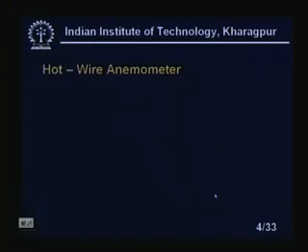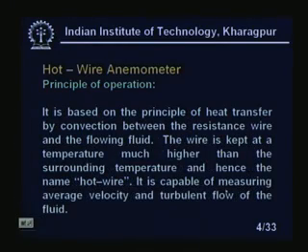Now, the hot wire anemometer. If I look at the principle of operation, it is based on the principle of heat transfer by convection between the resistance wire and the flowing fluid. The wire is kept at a temperature which is much higher than the surrounding temperature, and hence the name hot wire is given. It is capable of measuring average velocity and turbulent flow of the fluid. It can measure both average velocity as well as turbulent flow. This is a great advantage of this particular flow meter.